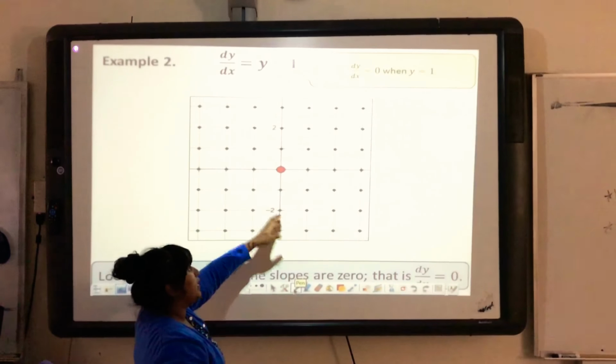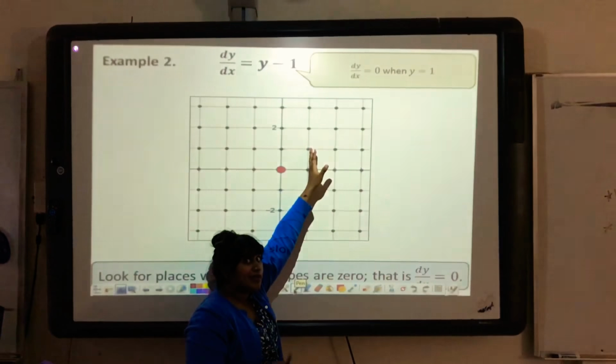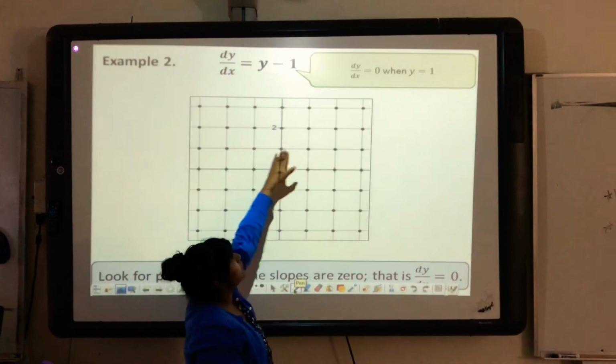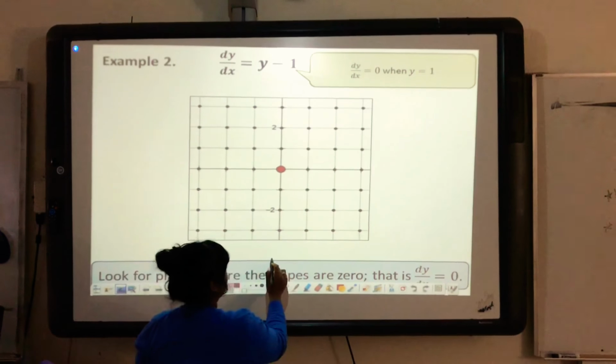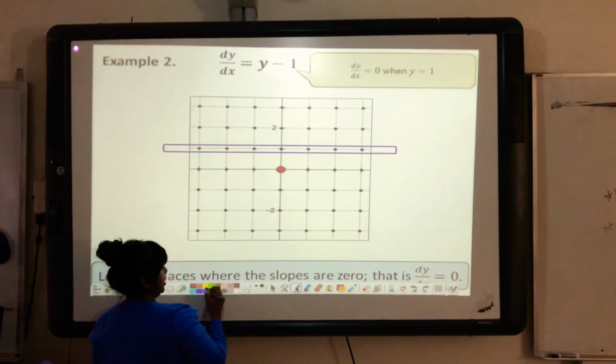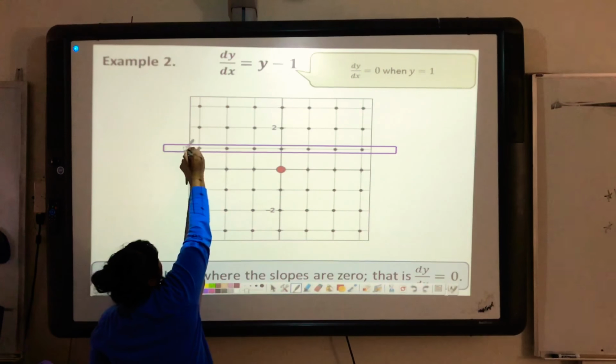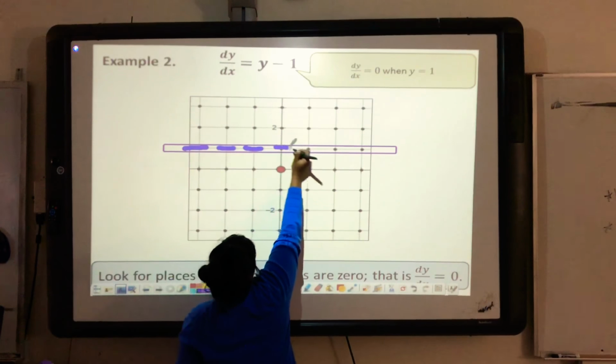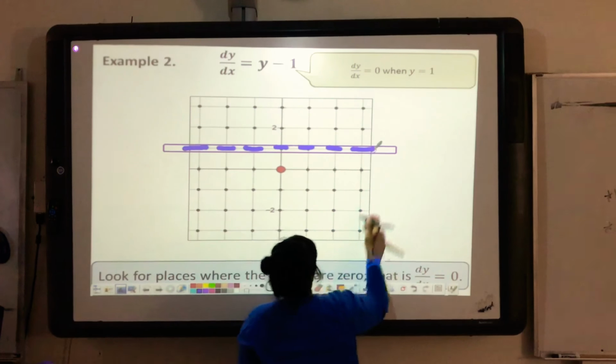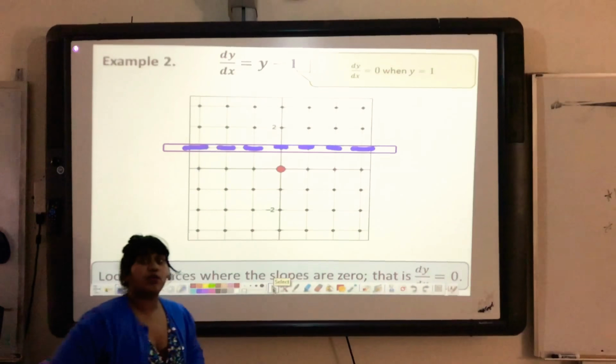Well, where's y equals 1? Is that this point right here? Not quite. That's x equals 1. Here would be y equals 1. So I'm going to go ahead and plug in, make this a little bit smaller. I'm going to put my lines, my 0 slopes, all throughout. Okay, so now we figured out where slope is 0.